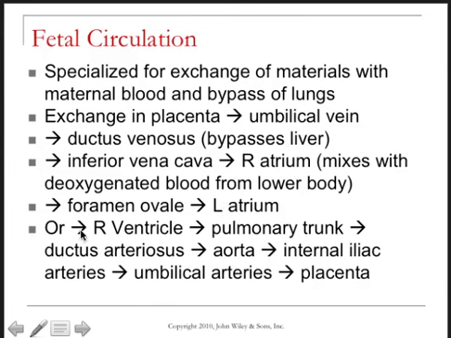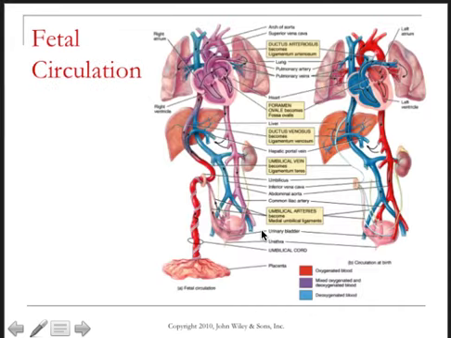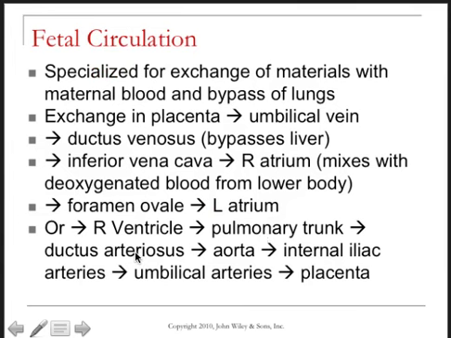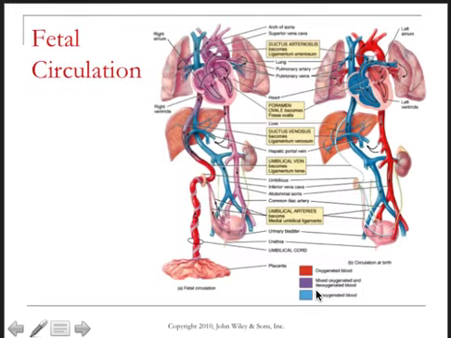In addition to this, the right ventricle can pump blood to the pulmonary trunk, then to the ductus arteriosus, into the aorta, into the internal iliac arteries, into the umbilical arteries, and then we head back to the placenta. And this is where we pick up now oxygen from mom and nutrients, and we dump off carbon dioxide and waste products.